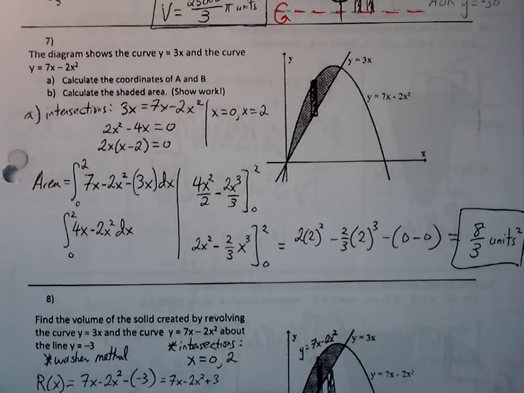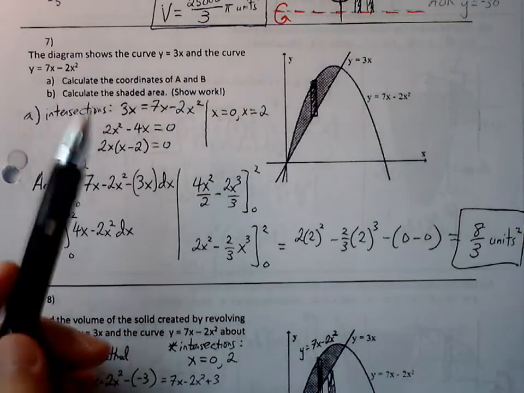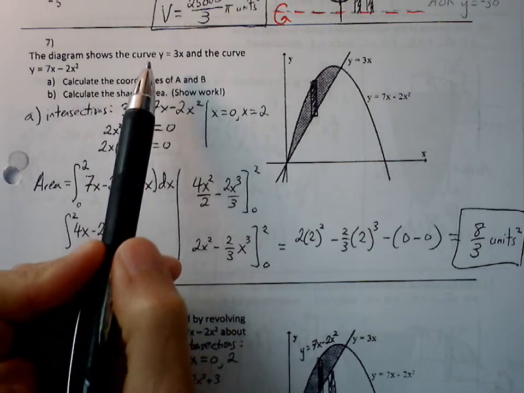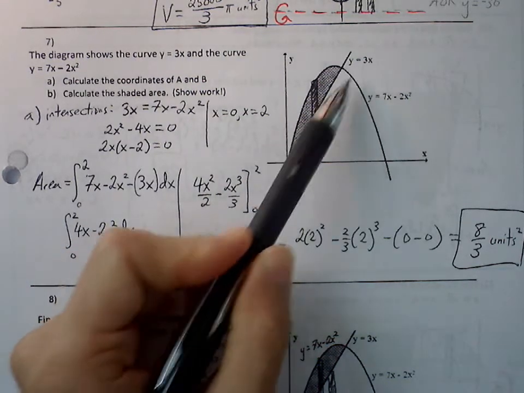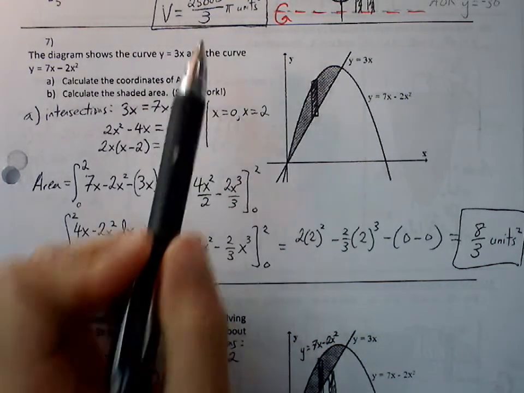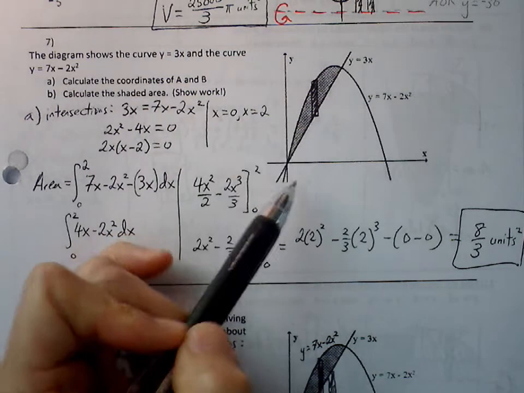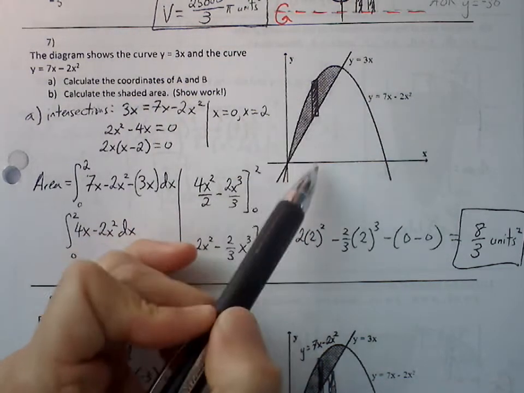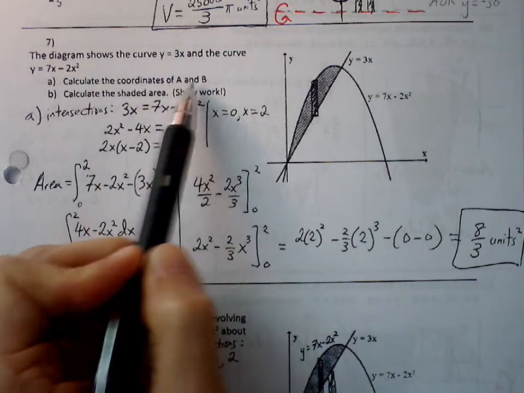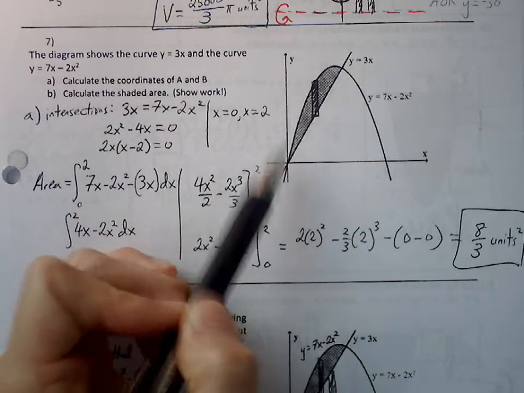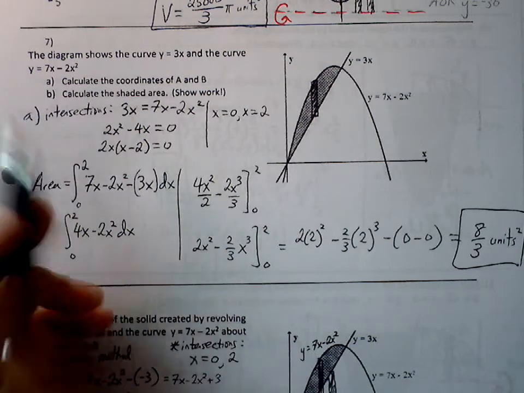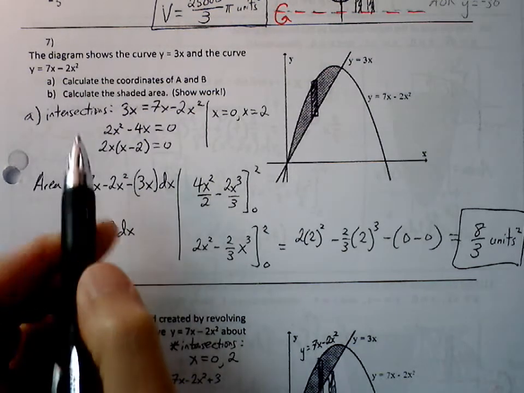All right, number 8, we're just asked to find the area here. We have the curve y, this linear graph, y equals 3x. That's this slanted line here. We have the curve 7x minus 2x squared. That's the parabola that's opening down. And we need to find the bounds by setting the two equations equal to each other so that we can have the bounds that we need for our area integral.